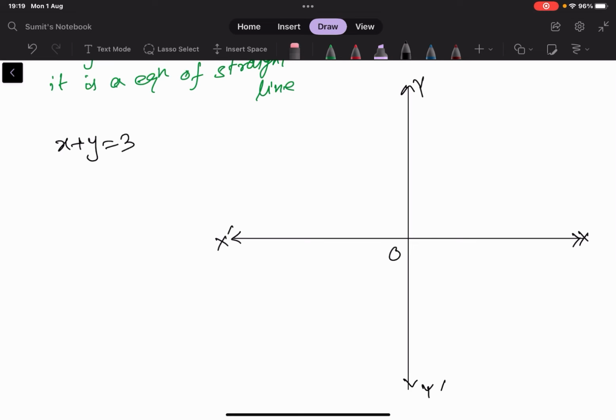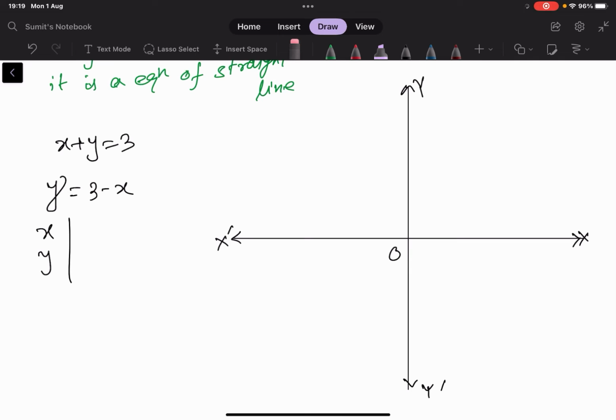The rule is to take y equal to this. Always find y equal to something. That means make y the subject. You can take x also, but make y the subject. That is for the generalized case. Just y = 3 - x we are getting. Now make a chart of it, value of x and value of y. We will take 3 pairs of values of x and y.